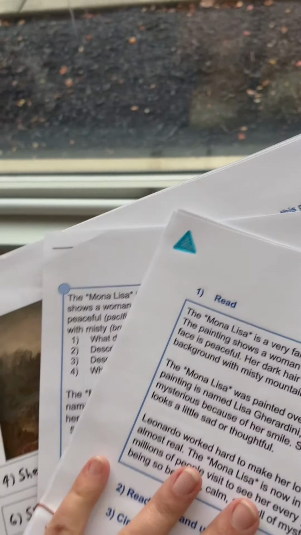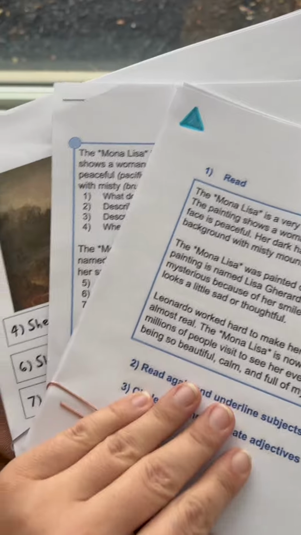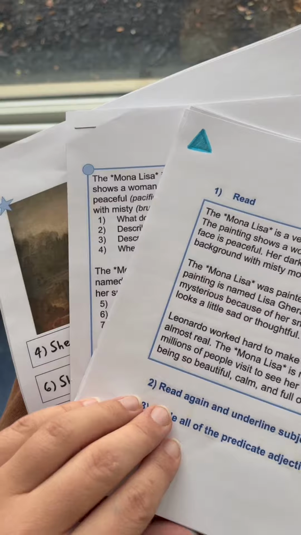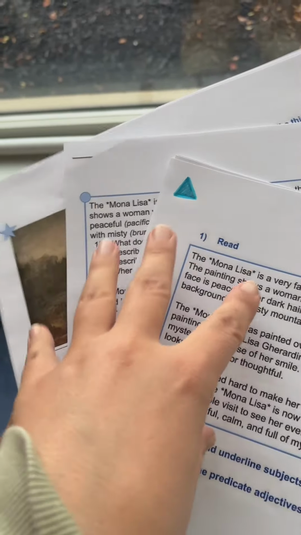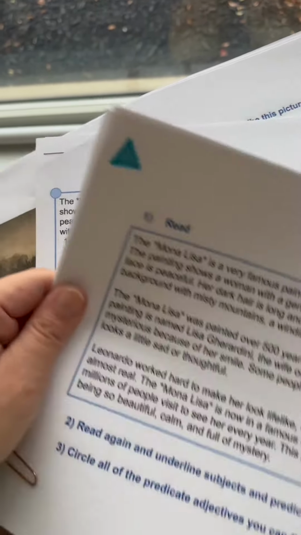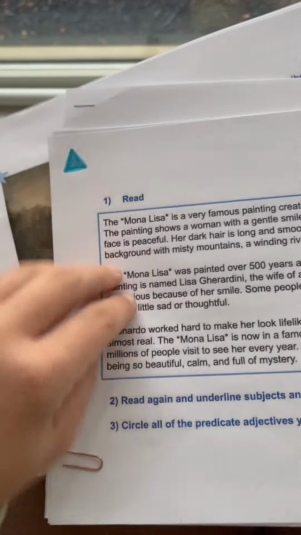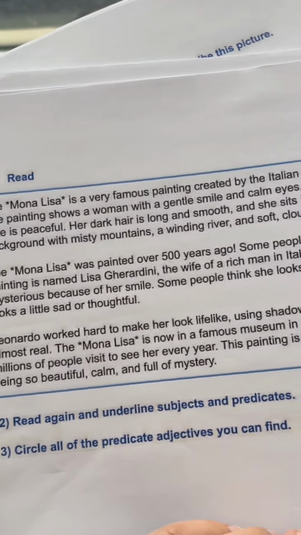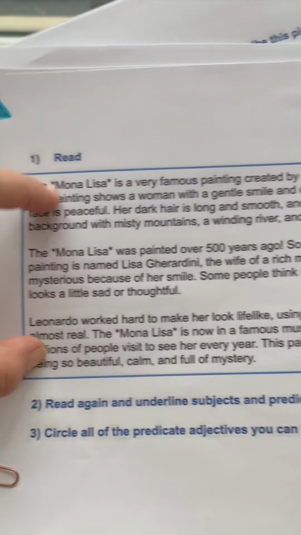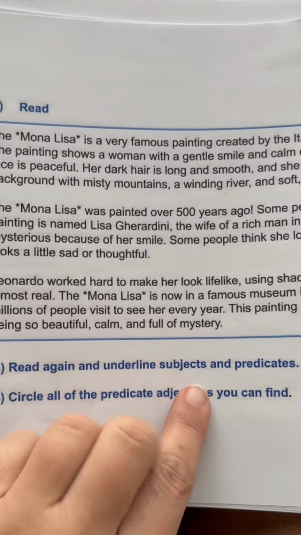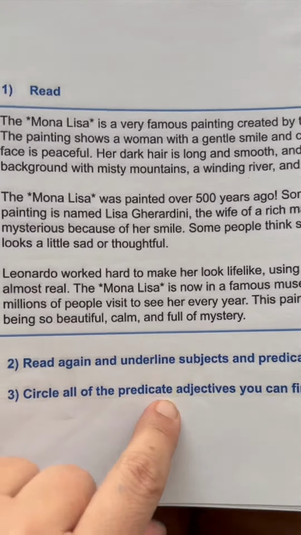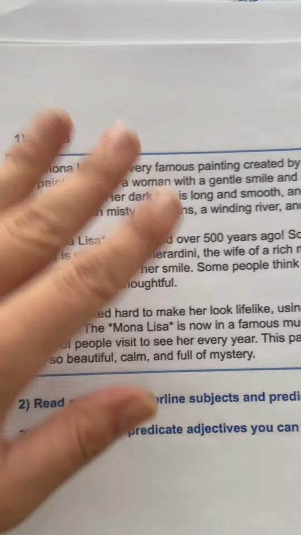The topic of today's lesson was predicate adjectives. I'm using Lexia grammar lessons. You can also use other grammar resources or work on another topic and still utilize this kind of approach. For my triangles, this is level 3 and maybe slightly above. I generated this text about the Mona Lisa painting using ChatGPT. They're going to read this independently and then they're going to read again and underline subjects and predicates. And for the second activity, they will circle all of the predicate adjectives that they can find.